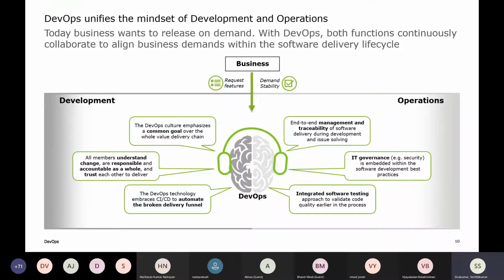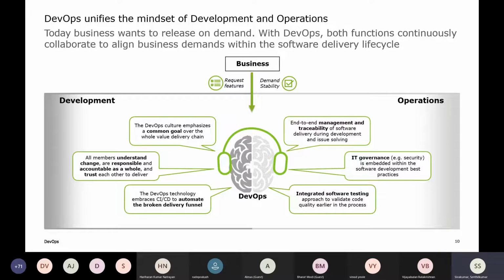Integrating and software testing is one of the key things, and this is the approach to validate the code quality early in the process. So to avoid the gap between these two phases in the traditional IT way, the DevOps framework is a collaborative framework which helps to discuss required things on demand, in a live phase, and make the best practices applicable to it.